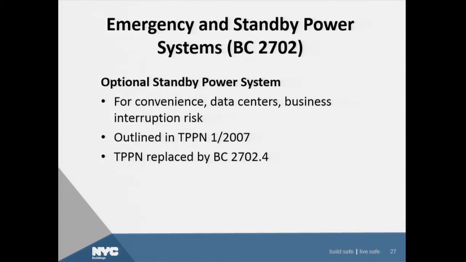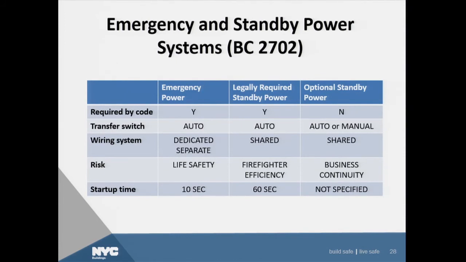It also talks in BC 2702, which I'm talking about now, optional standby power systems, your data centers, your business interruption stuff, all the things you want. It was outlined in a TPPN, which is now replaced with a section that explains when you want to put an optional system for a building that ought to have emergency or standby power but doesn't. Okay. And if you look at this table, I'm not going to repeat it. It just breaks into the three things. For those of you who are interested, you can look at that. It's very interesting, and you have it in the materials that were provided to you.